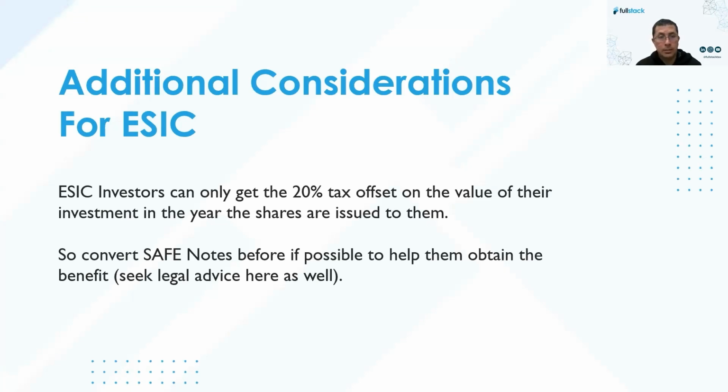So there's a lot of investors out there and they're receiving SAFE notes. It's important to know that they won't receive the benefit until the SAFE notes actually convert. So if you're after the benefit in this financial year, you need to somehow make sure that those notes convert before 30th of June. Of course, seek legal advice here too. I should say there's also a requirement for the ESIC that you invested in to report that issue of shares by 31 July of 2024 if you want to claim that tax offset.